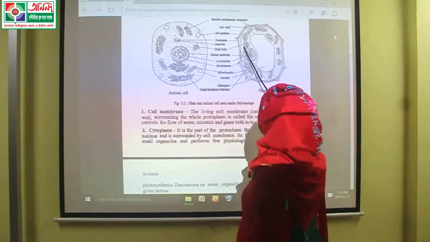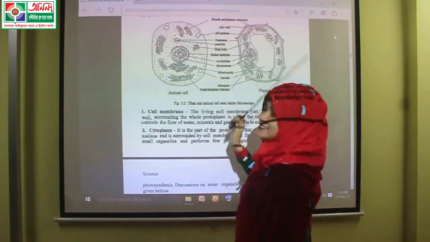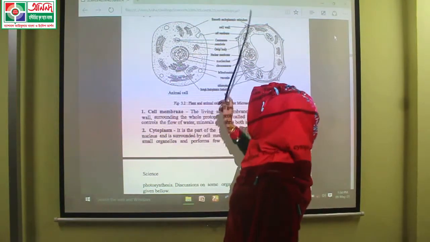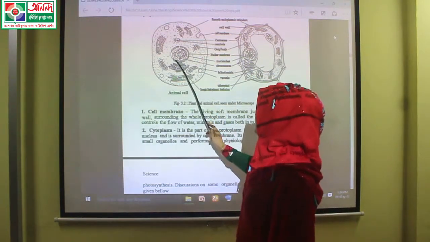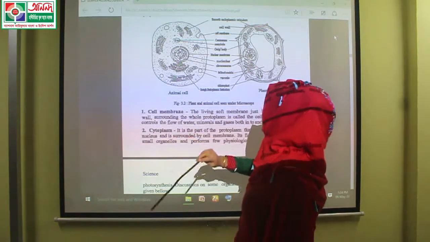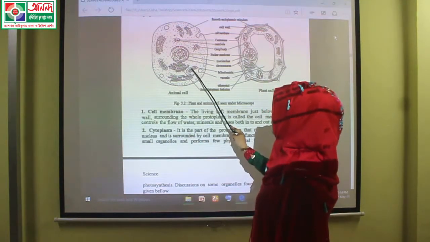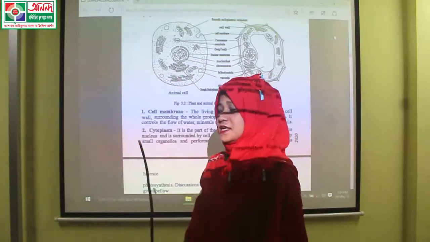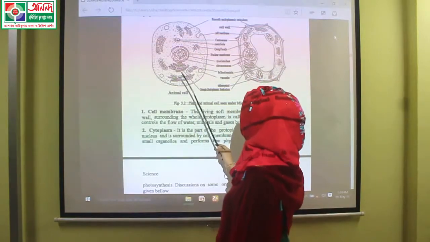Cell membrane, cell membrane, cell wall, no cell wall, centrosome, and inside the centrosome, centriole, smooth endoplasmic reticulum, Golgi body, nuclear membrane, nuclear pore, nucleolus, nucleoplasm, chromatin fiber, and this one is mitochondria, the powerhouse of the cell. Most of the energy is produced inside the mitochondria, so this is known as the powerhouse of the cell.